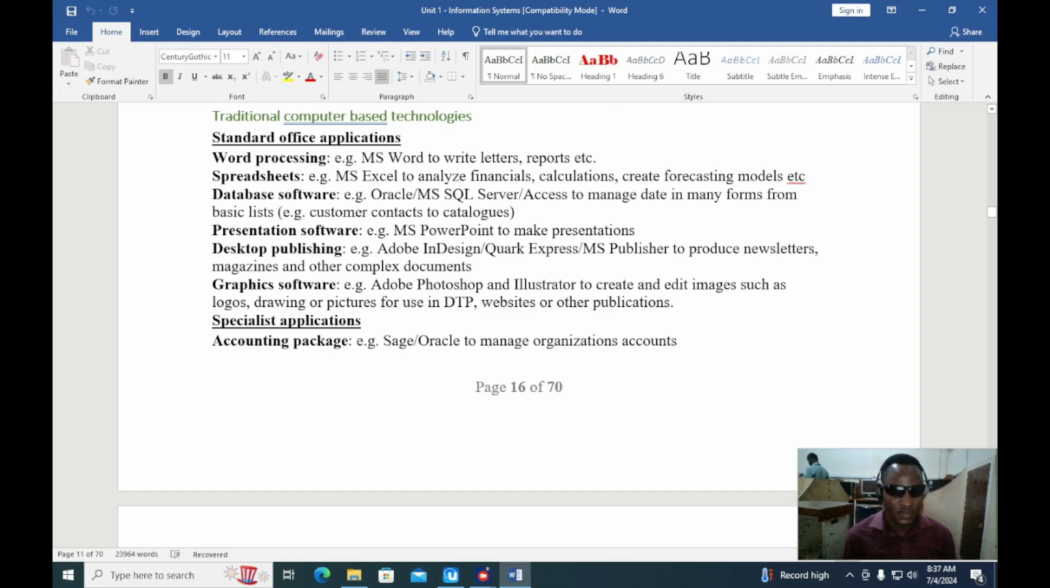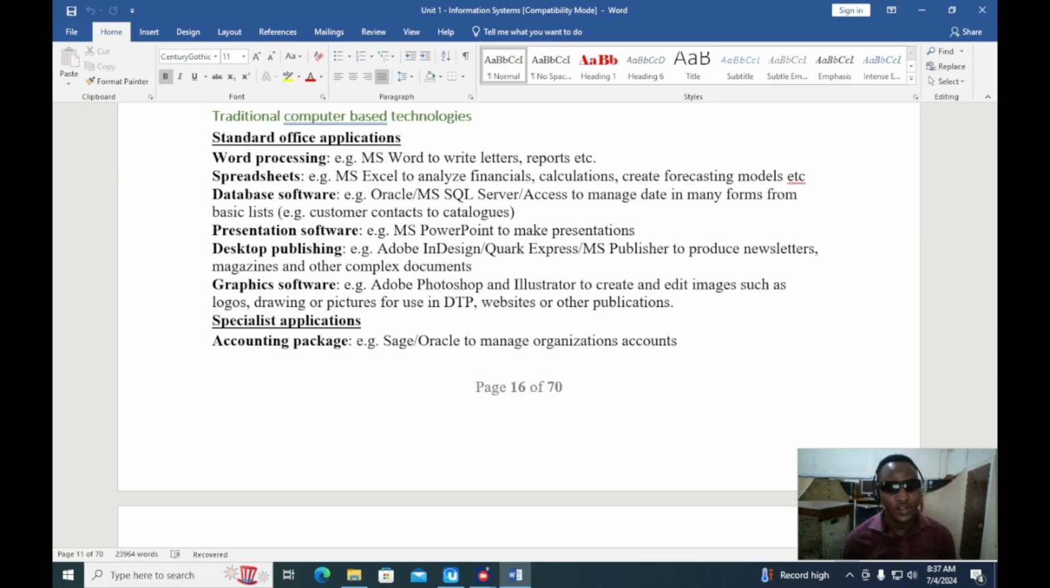The first one is the traditional computer-based technologies. Here we look at the standard office applications, the things that you can do in the office or at home. For example, word processing: we have Microsoft Word that we use to write letters and reports. We have spreadsheets, for example Microsoft Excel, that we can use to analyze financial data, do calculations, and create forecasting models at home or in the office.